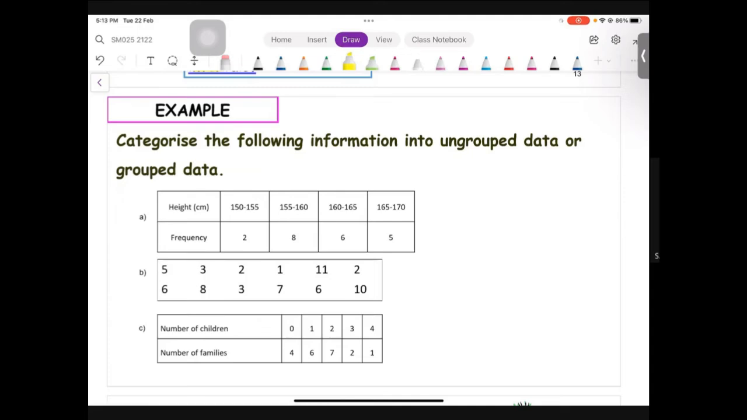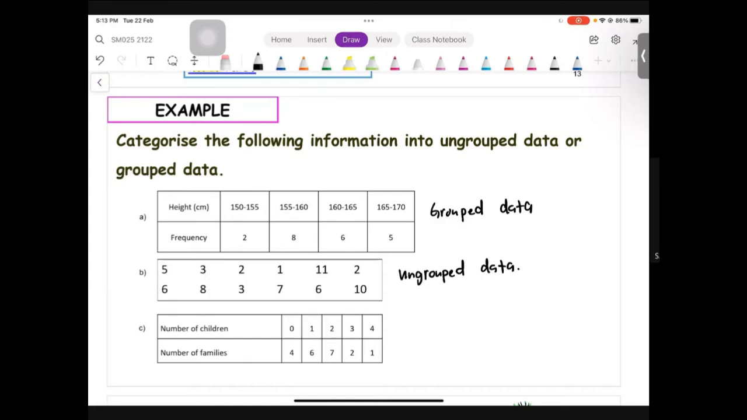So, for the first one, it is about height. And we have clearly class interval there. So, this would be group data. Alright, second one, that is basically just a list of number. So, this would be ungroup data. Okay, and then last one, C, it's about number of children in a family.